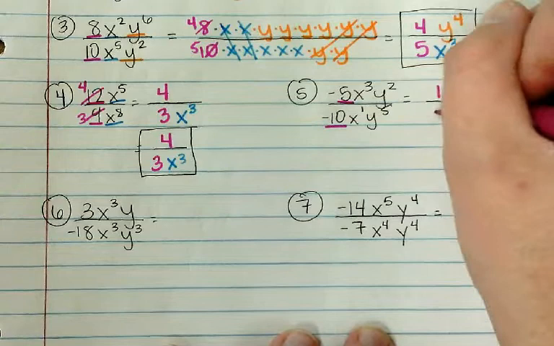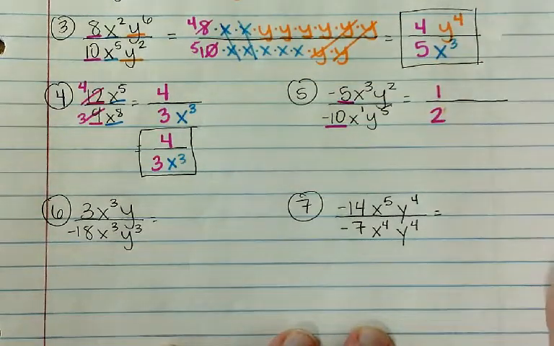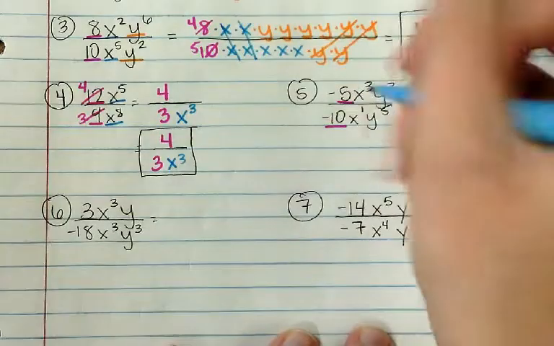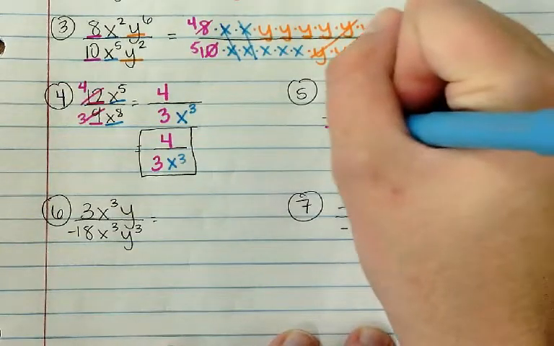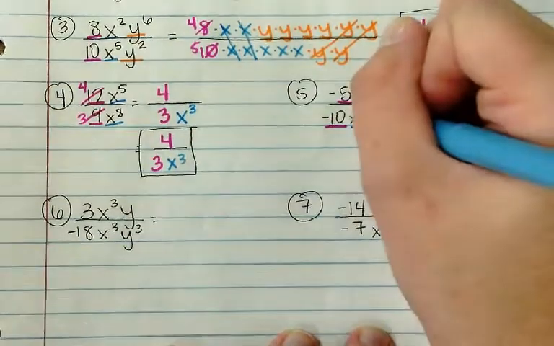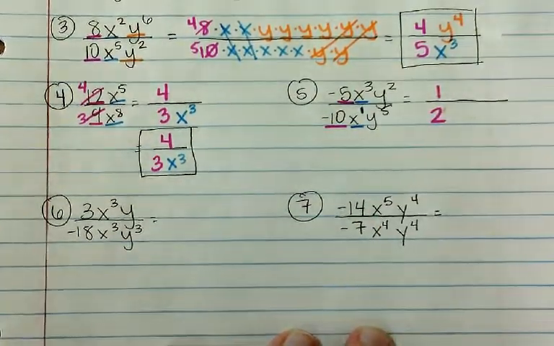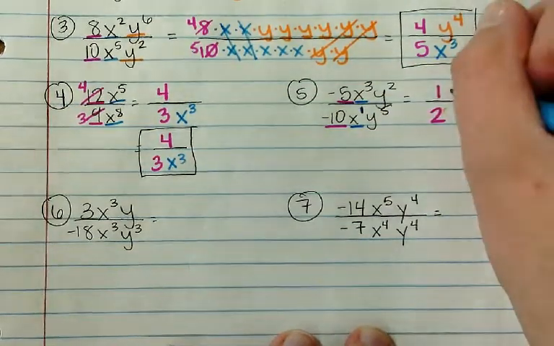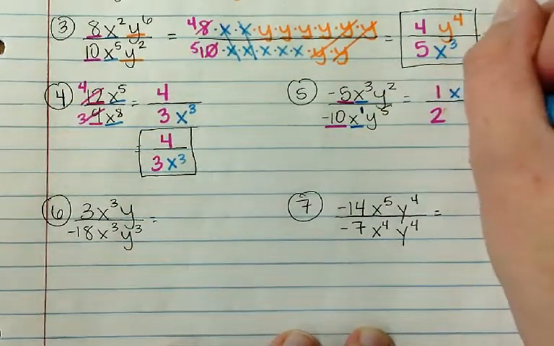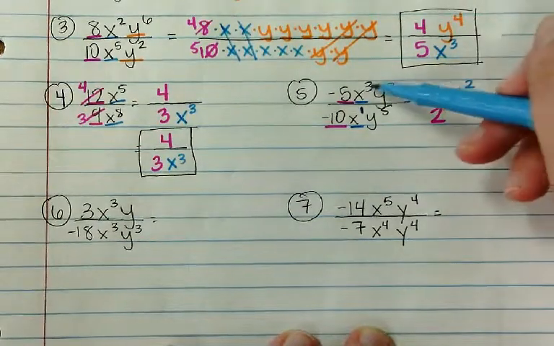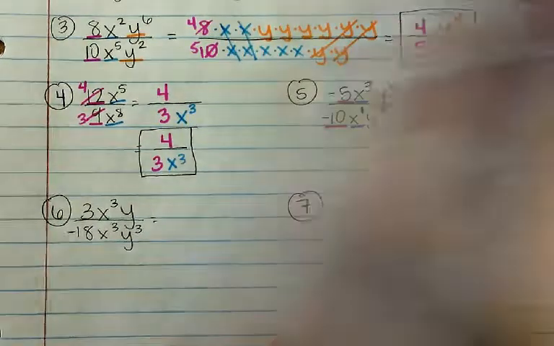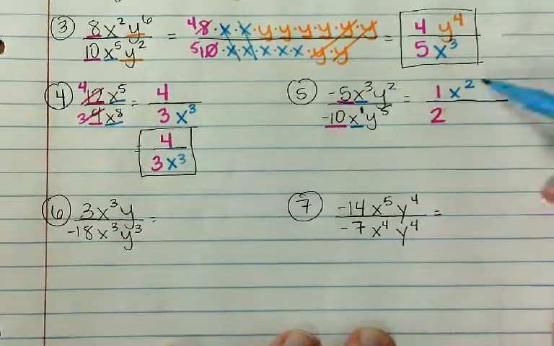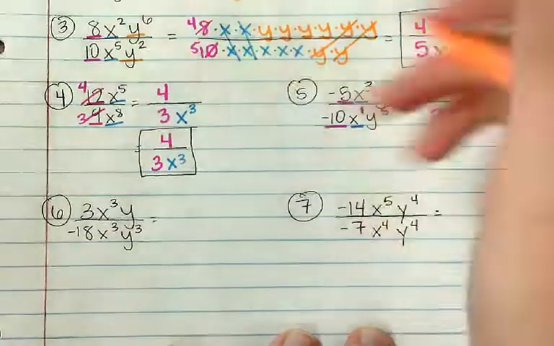Okay, now let's take a look at our x's. My x value, x to the 3rd, and then that is just x to the 1. So where's my bigger exponent here? On the top. So it's going to be x squared, because 3 minus 1 is 2. Okay, then we're going to look at our y's. Where's my bigger exponent? It's on the bottom. And 5 minus 2 is 3.